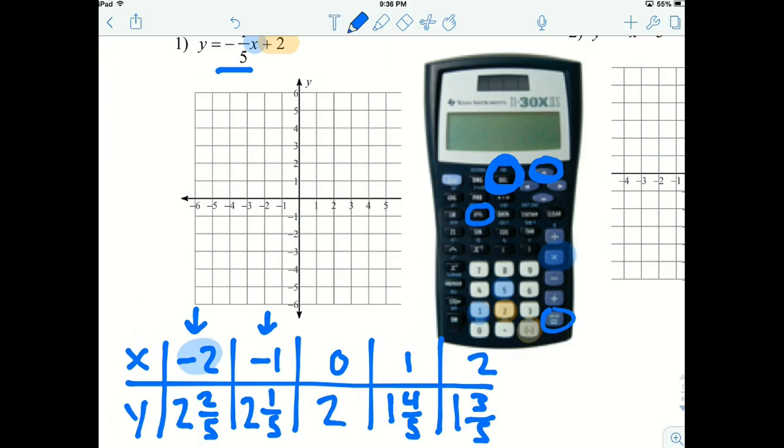So you're going to take the -2 x value that you started with here, and the y value of 2 2/5, and you're going to use that to plot a point. So the x is -2, so I'm going to go back 1, 2, and I'm going to go up, because it's a positive, 2 2/5. So a little under 2 1/2, and I'm going to make that dot right on the screen, right on the graph.